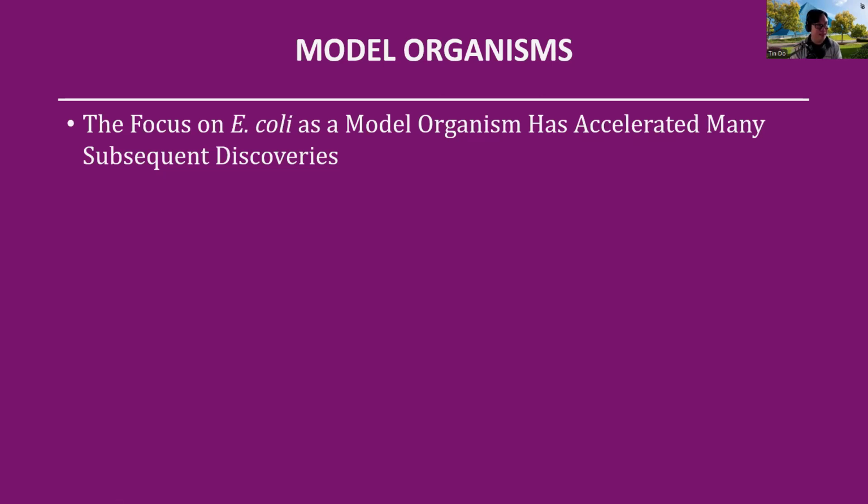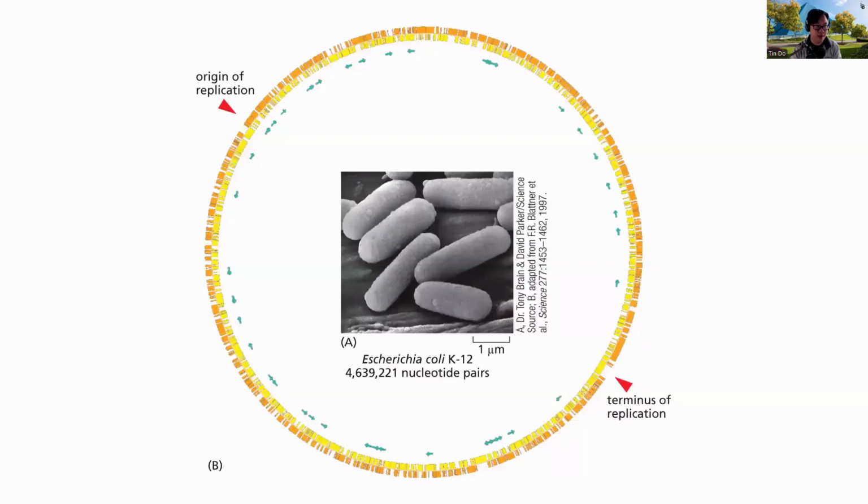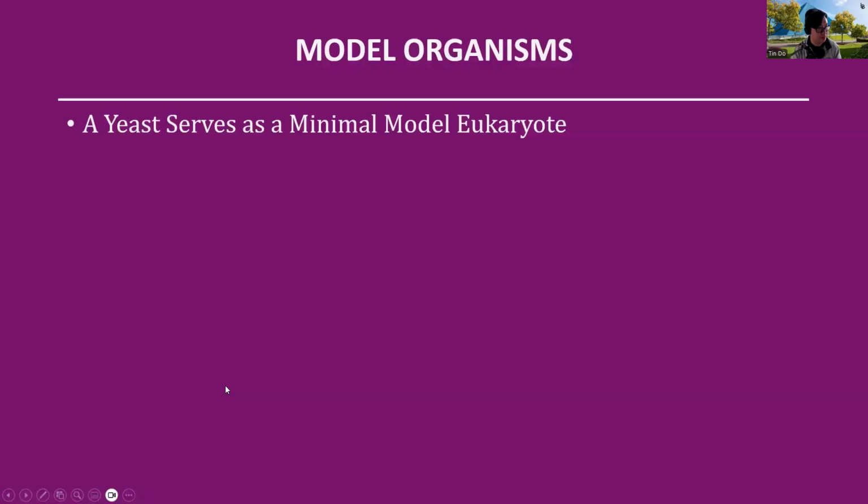Okay, so a focus on E. coli as a model organism has accelerated many subsequent discoveries. Yes, again, E. coli is one of the biggest organisms that we do work with. We can see the origin of replication right here, and the genetic material all the way around. It's about 4 million nucleotide pairs long. So we've fully dissected the DNA of the E. coli cell, and we can pinpoint different areas where we can study the effects if we mutated or deleted that variation.